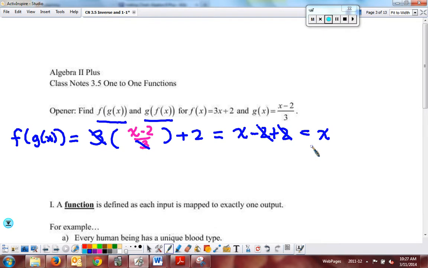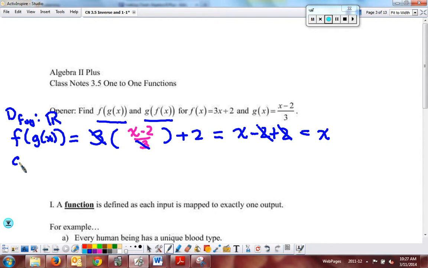We haven't done domain. Maybe I should talk about domain. What's the domain before I simplify? Right, because it's got a fraction, but the fraction doesn't have a variable in the denominator. So we'll do domain of f of g is real numbers.